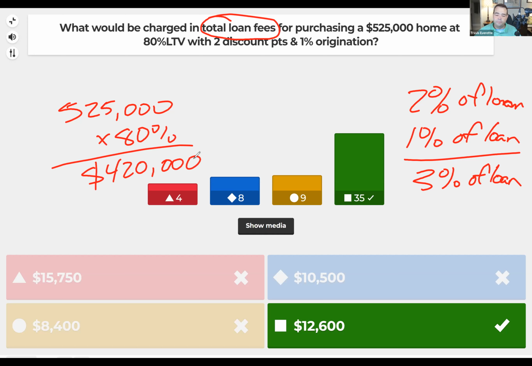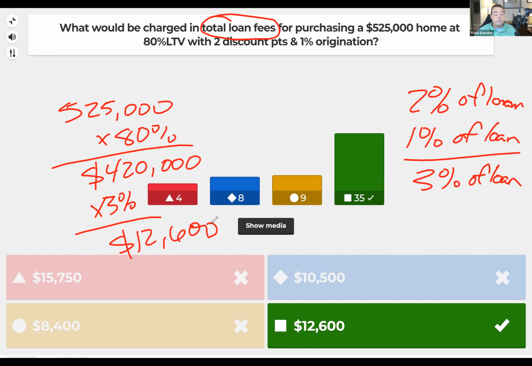$420,000 loan. And now we are going to take 3% of that loan to come up with the fee. So times 3%. And remember, you can just type that in your calculator, times 3 divided by 100 for the percent part. Okay. So times 3%, $12,600 in total loan fees.